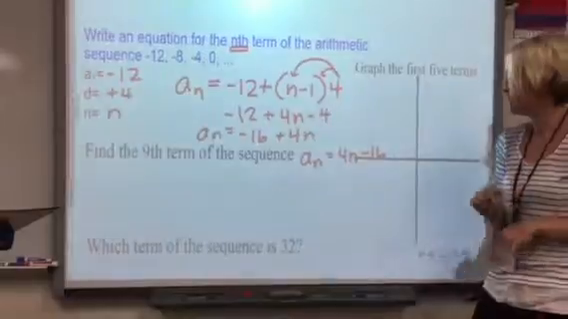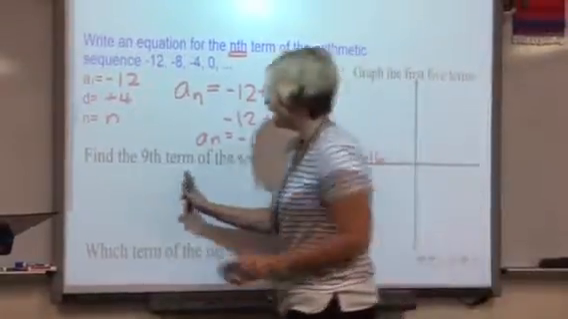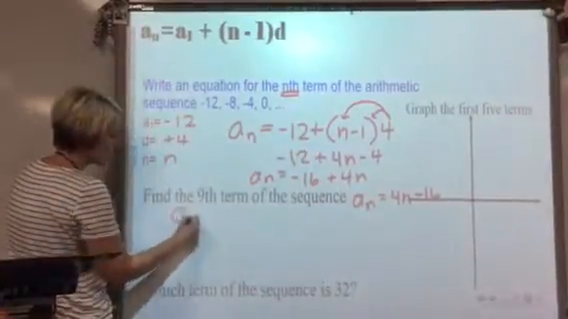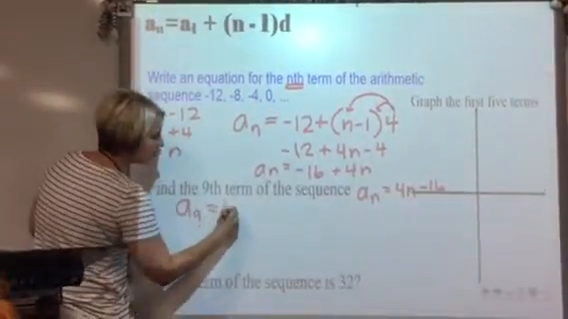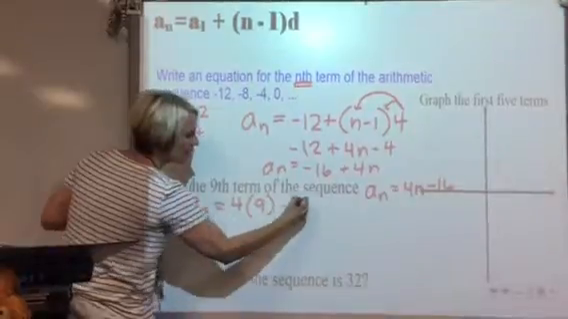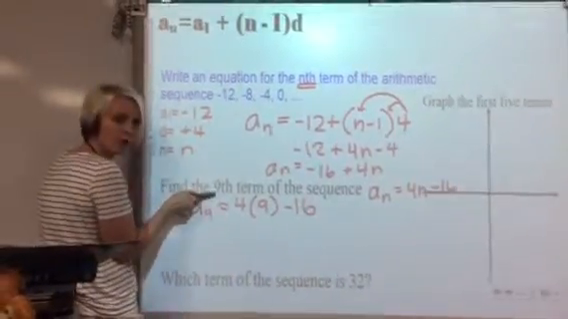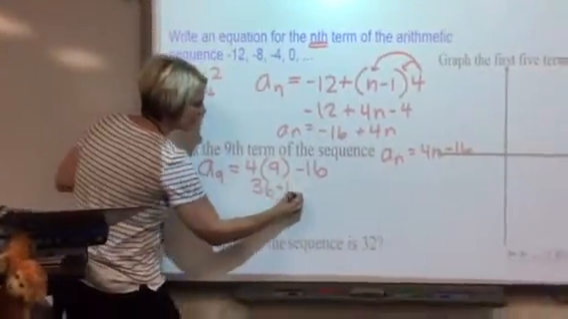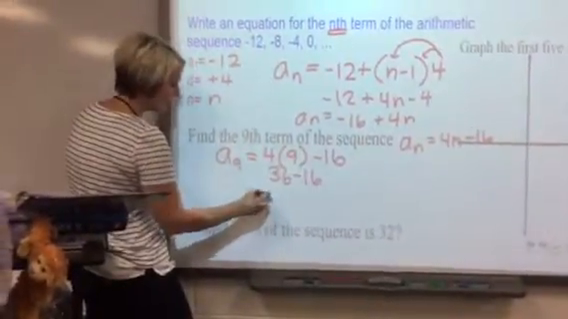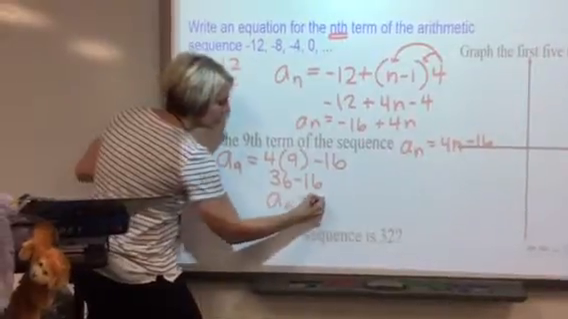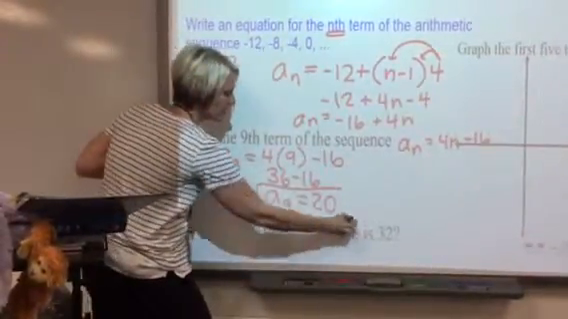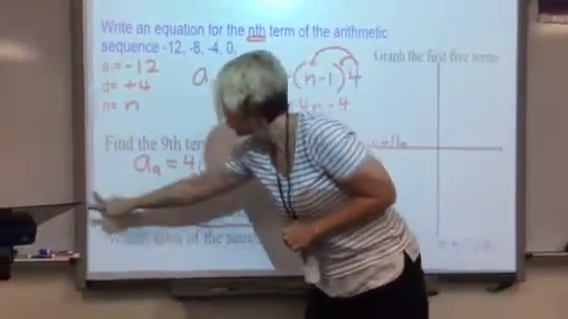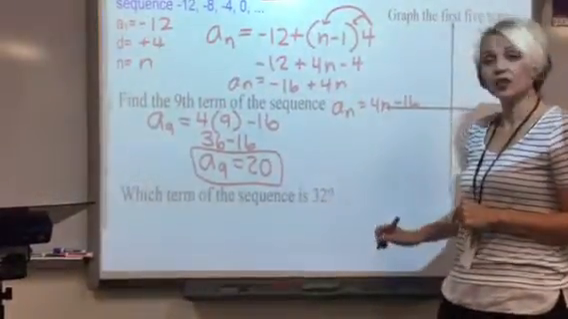Either one is fine. Once you get it in this form, if I want to know the 9th term of the sequence, all I have to do is say, hey, if I want the 9th term, I do 4 times 9 minus 16 because n stands for the number of the term. 9 times 4 is 36 minus 16, and you subtract that, and you get 20. So the 9th term is 20, and you can say a sub 9 is 20, or you could say the 9th term is 20.